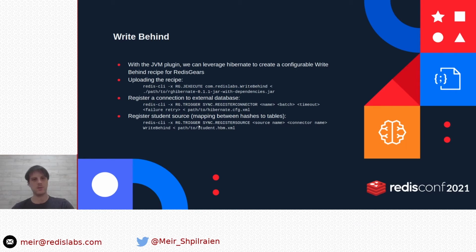Then we need to register a source. A source is basically a mapping, how to map the hash into tables inside the other database. So we give it a source name and a connector name. We give the policy. We want Writebehind here. We can also do read through, as we will see in a minute. And then we give the configuration, the Hibernate configuration of the mapping: what fields you have, what type of fields you have, and all this information. Redis will automatically send each hash to the backend database and write it there.